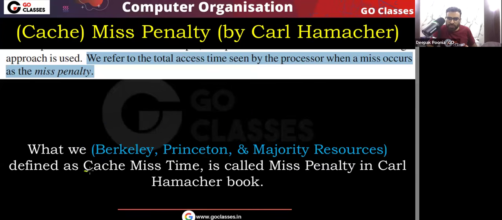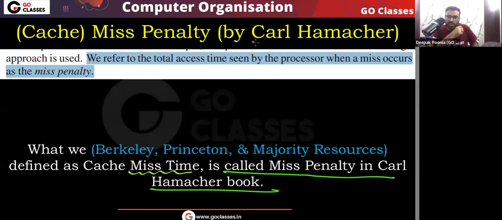The definition of miss time that we have seen is the total access time seen by the processor when the requested data is not in the cache memory. That is called miss time. So what we defined as cache miss time is called miss penalty in the Carl Hamacher book. So according to Carl Hamacher, the miss penalty also includes the time to check the cache memory for hit or a miss. This is the only difference I can say.